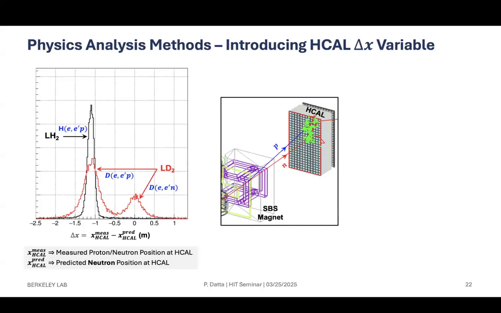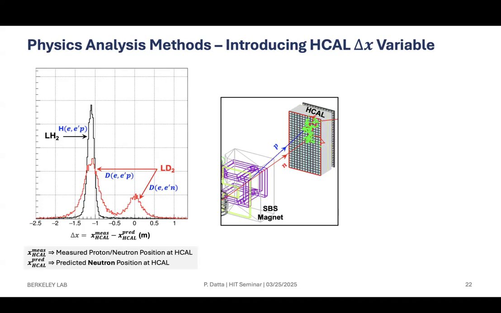So now moving on to how we do physics observable extraction. Let me begin by introducing you to the HCal delta X variable, which is what we use for yield extraction. Here the variable delta X is nothing but the difference between the measured proton or neutron position at HCal, that we directly get from HCal, and then the predicted neutron position at HCal, which we predict totally based on the electron kinematics.